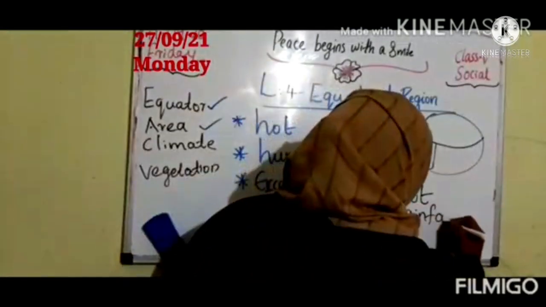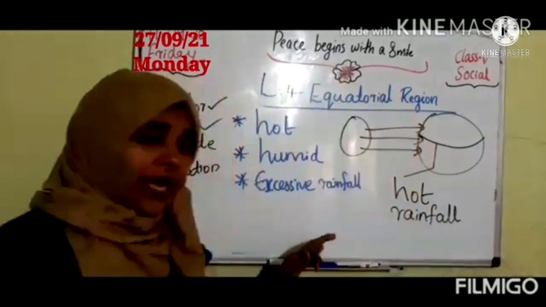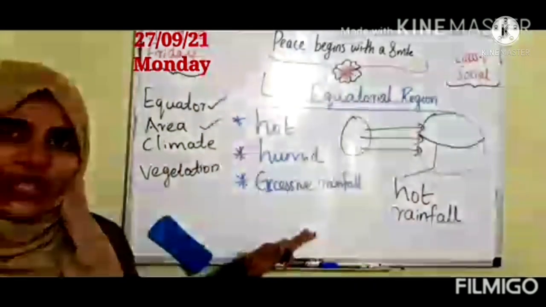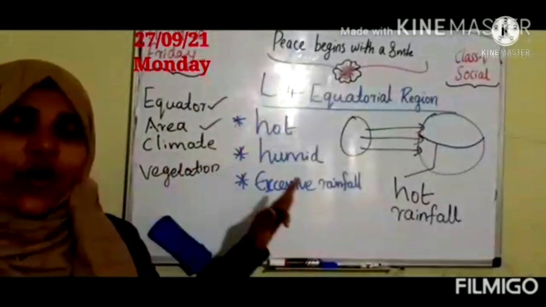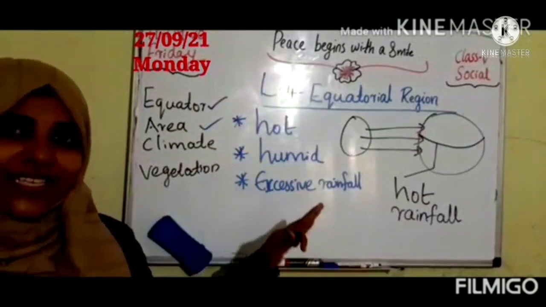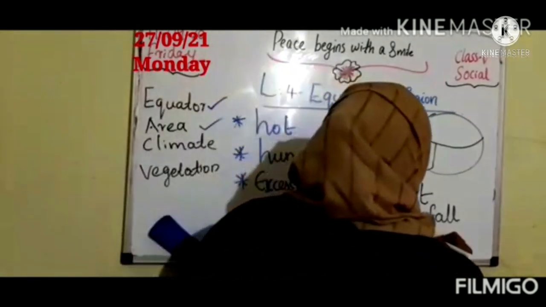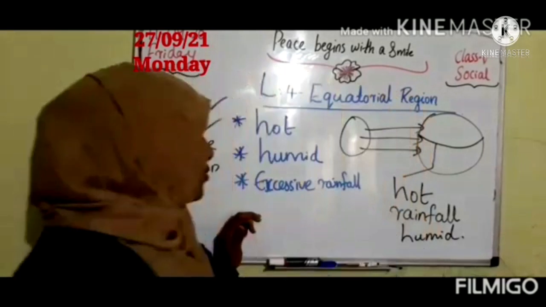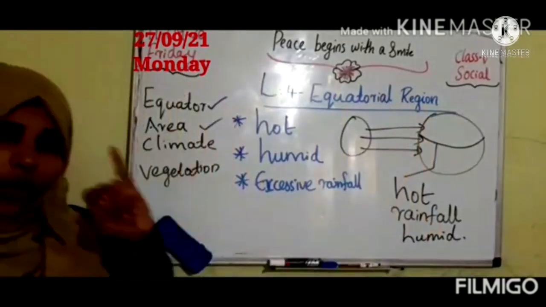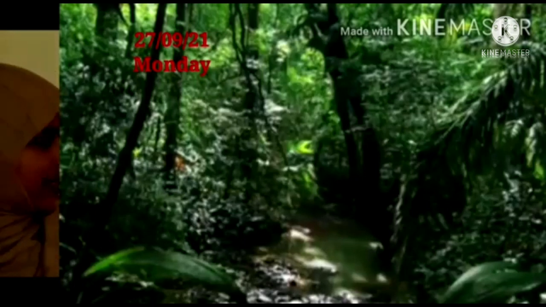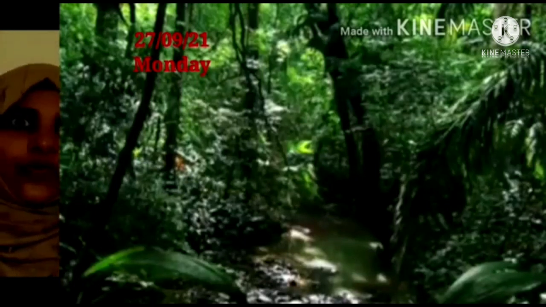This evening-time rain we call 4 o'clock rain in the Amazon. And you know children, the Amazon is the lungs of the earth. We call the Amazon basin the lungs of the earth. And that's why it is also very humid. So the climate of the equator region is very hot, humid and has excessive rainfall throughout the year. That's why their forest is also called rainforest.